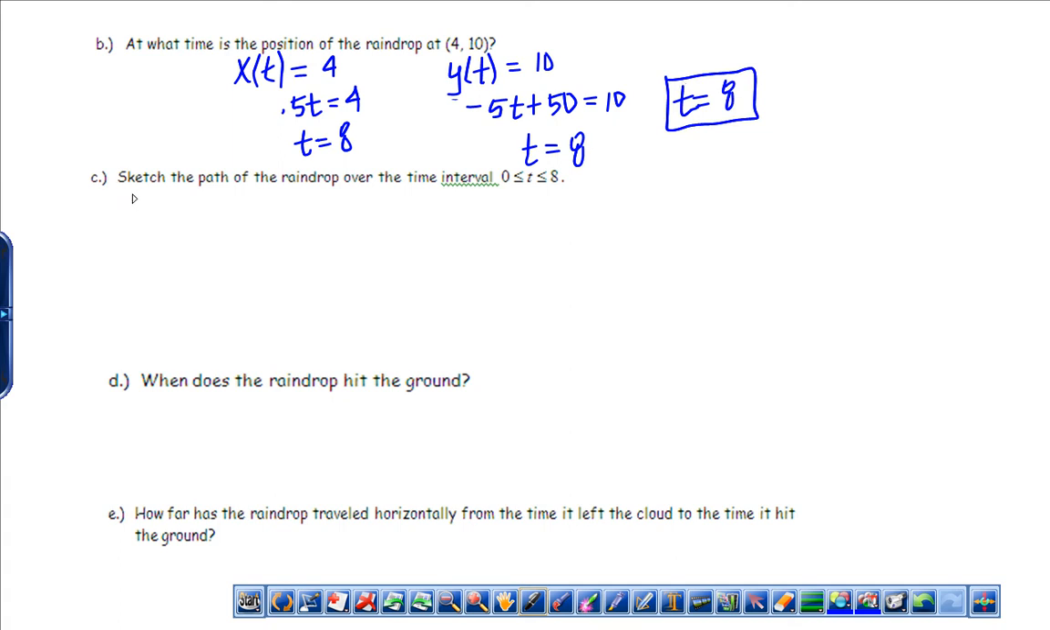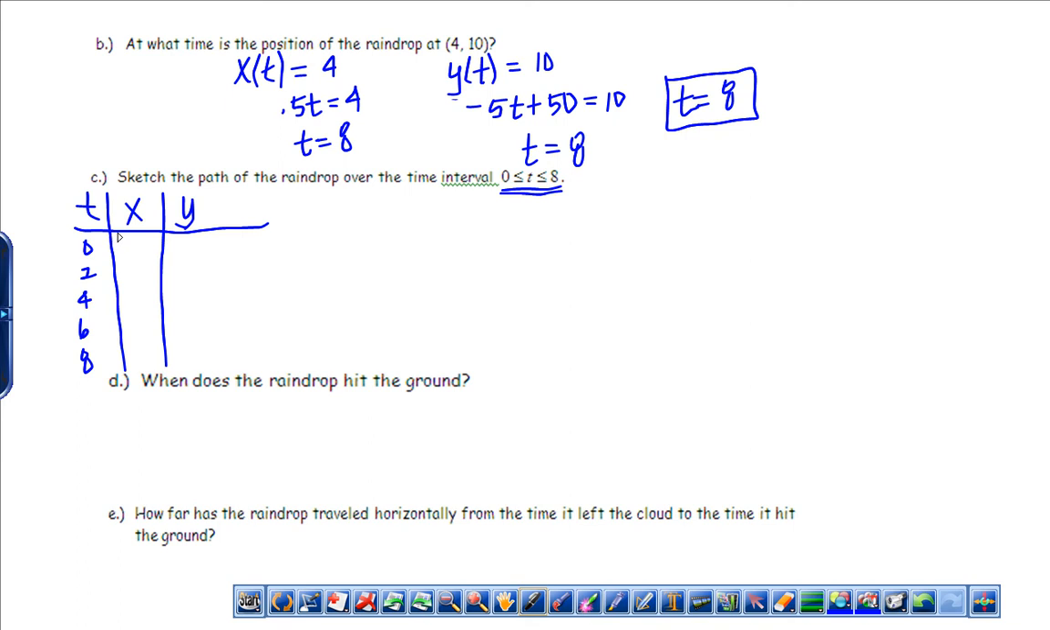On C, it says sketch the path of the raindrop over the time interval from 0 to 8. And in order to do this, what I would do is a t-chart, except it's going to look a little bit different. You've got t, you've got x, and you've got y. So from 0 to 8, I'm going to do 0, 2, 4, 6, 8.